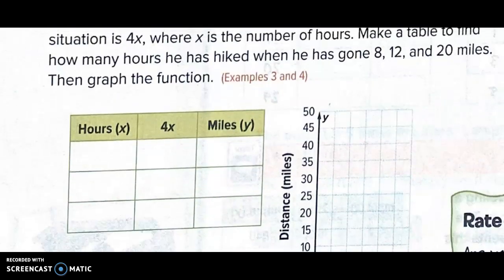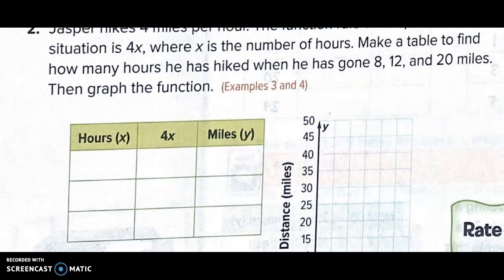Since they gave us the number of miles that he's gone, we're going to put that in our output box because it's already labeled right there. We know our miles goes in that spot. So we're going to put 8, 12, and 20 in there. All right, so we have our 4x here. That's the function rule that they want us to use.